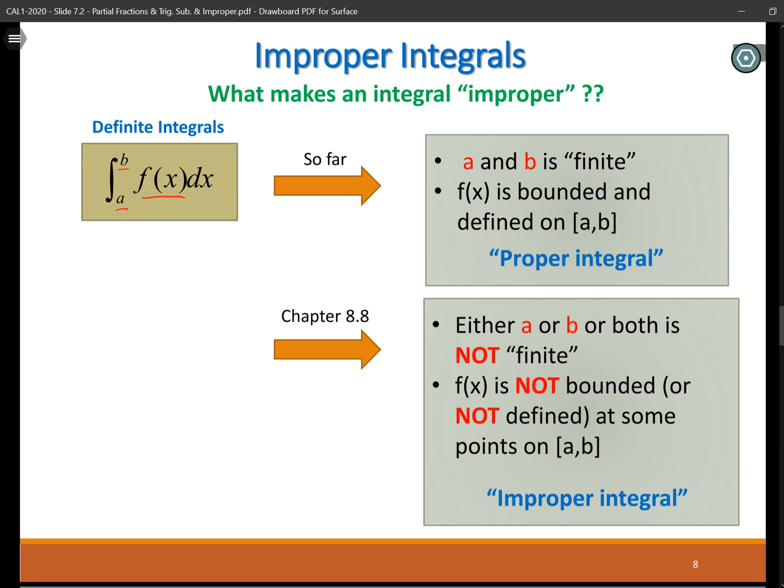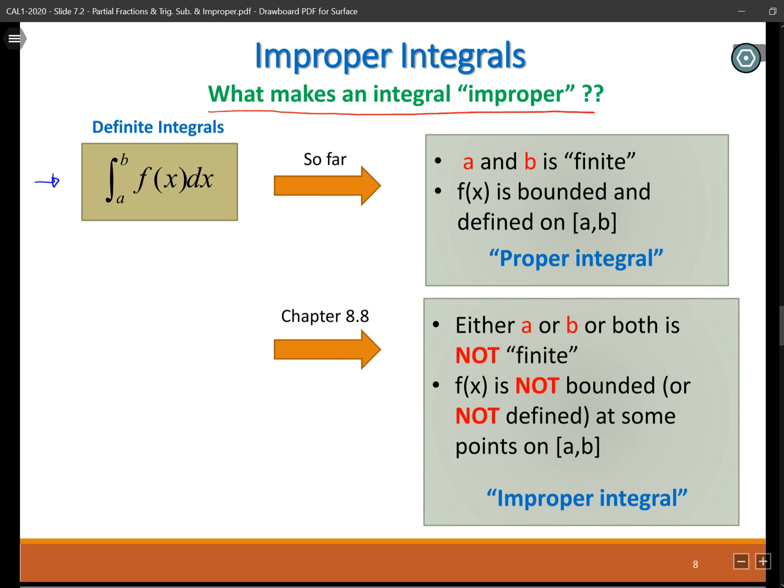In this slide, we want to answer one question. What makes an integral proper? What kind of things we have to look for, and we know right away the integral in front of us is proper or improper. Before we talk about that, let's take a look at the form that we need to focus on. That is this one, the definite integral.